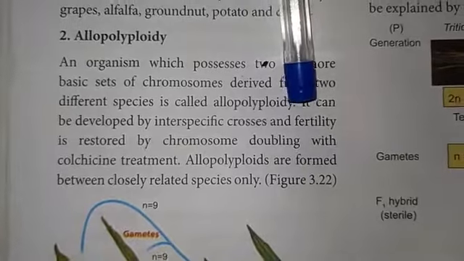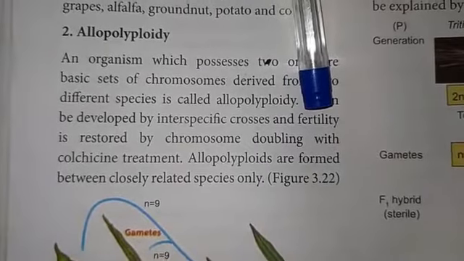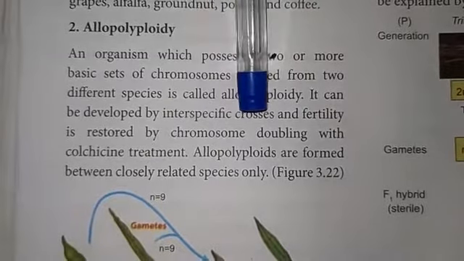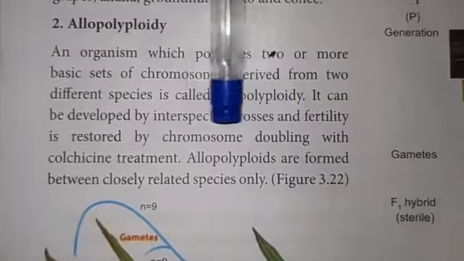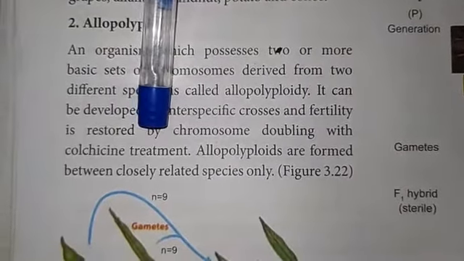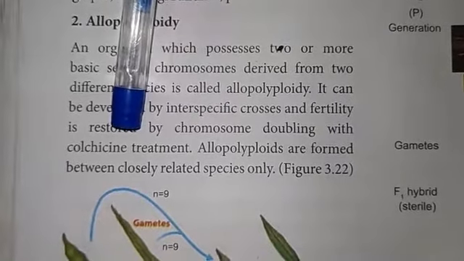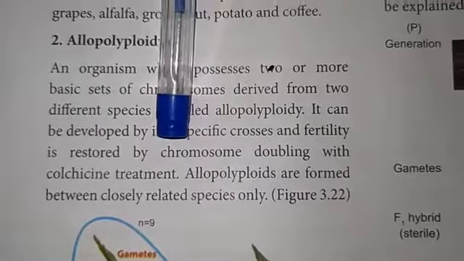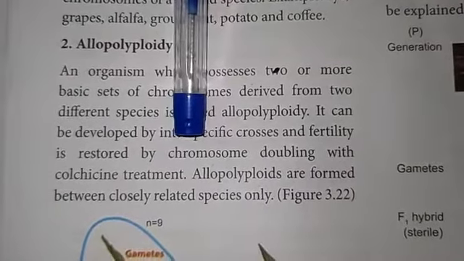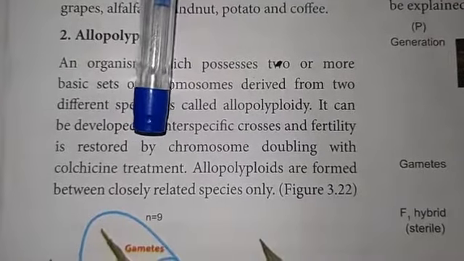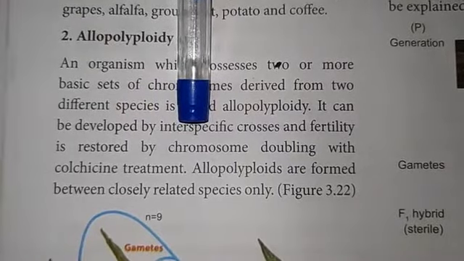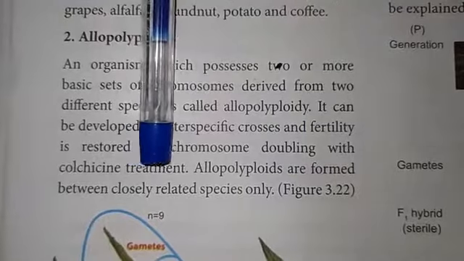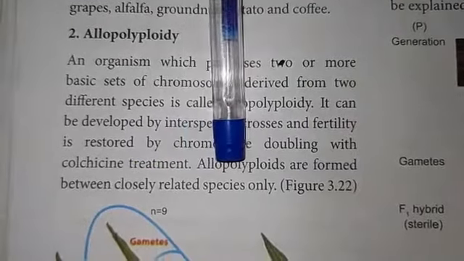Fertility means the fertile factor of the individual can be restored or retained by chromosome doubling, which takes place with the treatment of colchicine. The function of colchicine is to double the number of chromosomes. If the plant is sterile, it can be made fertile by doubling the chromosomes. Allopolyploids are formed between 2 closely related species.